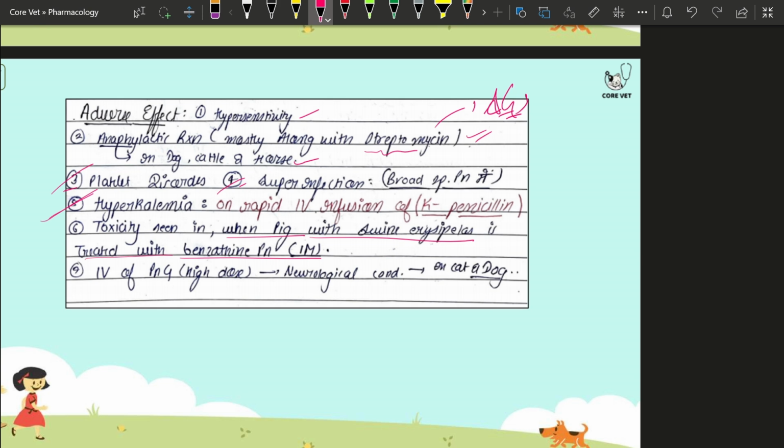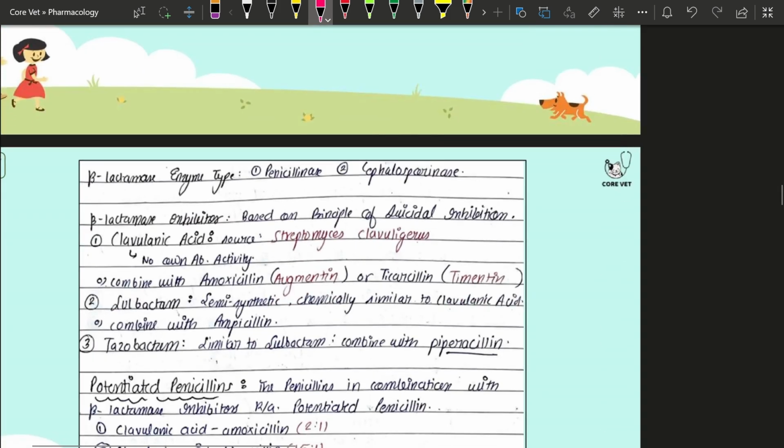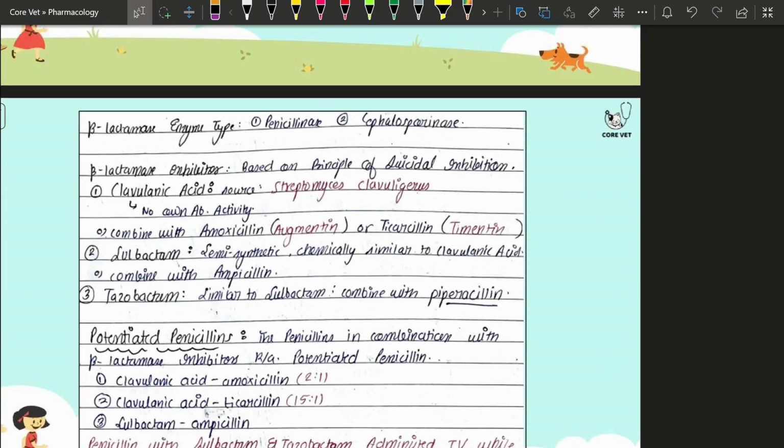Okay, so if we talk about IV penicillin G at high doses, it may lead to a neurological condition in dogs and cats, right? So that was all about the adverse effects of penicillin. Now, I told you about the beta-lactamase enzyme types, right? The penicillinase and the cephalosporinase. Cephalosporinase I'll discuss later in the next class.